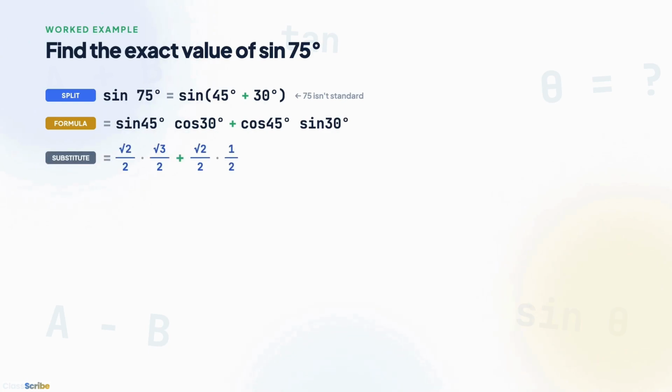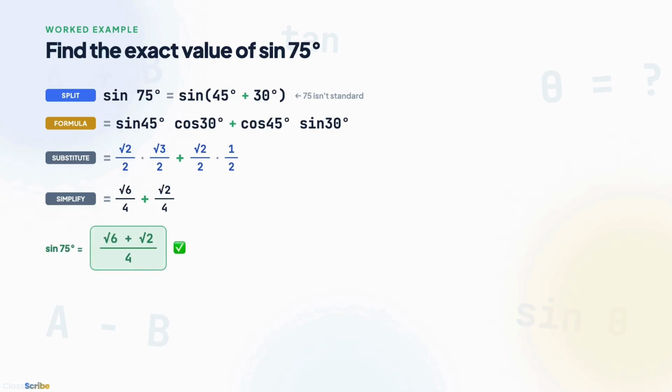Substituting the standard values gives root 2 upon 2 into root 3 upon 2 plus root 2 upon 2 into 1 upon 2. Simplifying the expression gives root 6 plus root 2 divided by 4. This is the exact value of sine 75 degrees. Notice how the addition formula helps us calculate values that are otherwise difficult to remember.